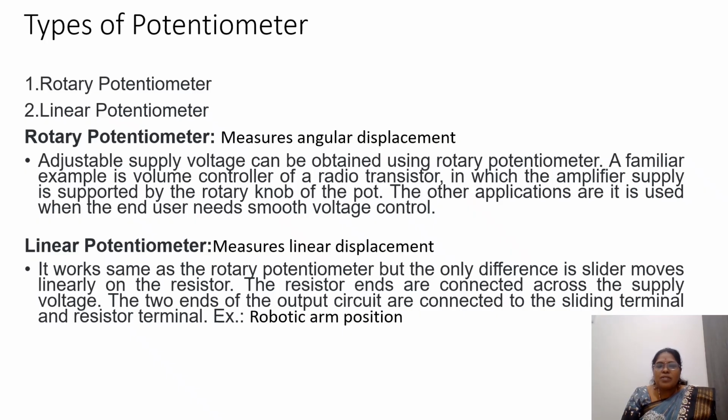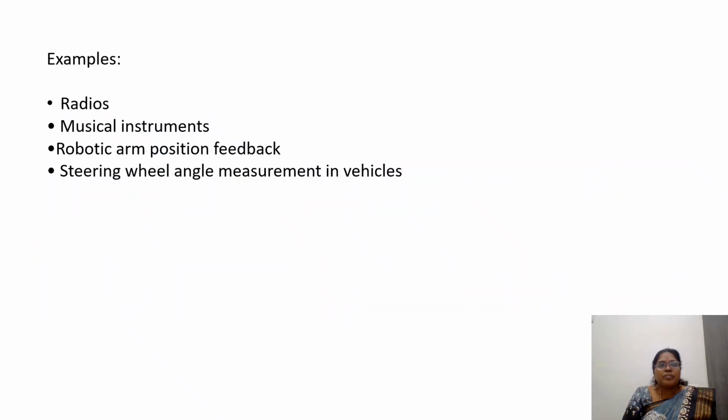And linear displacement is used in robotic arm positions. By taking the arm, it will move linearly, and it will come back to its origin position. In such cases we can use this linear potentiometer. Some examples: radios, musical instruments, and robotic and wheel angle measurements, where this rotary potentiometer is used.